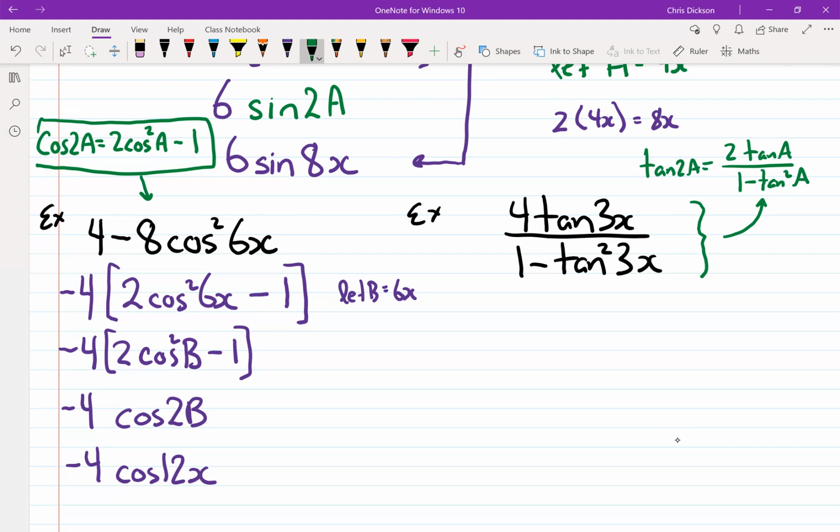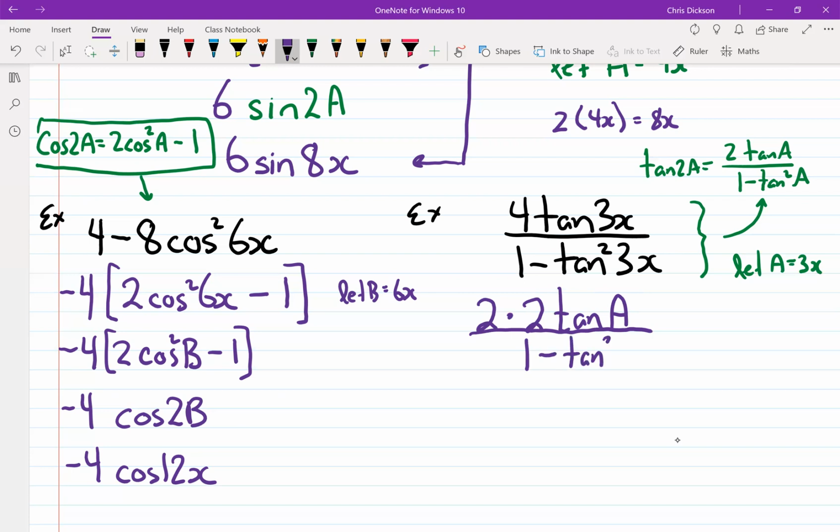So why not write a little let statement, say let a equal 3x. So I'm going to rewrite this, and let's factor a 2 out of the top part too. So 2 multiplied by 2 tan of a, all over 1 minus tan squared of a. So if you notice this part I'm highlighting in yellow, it is really identical to that. That's exactly the same thing, right?